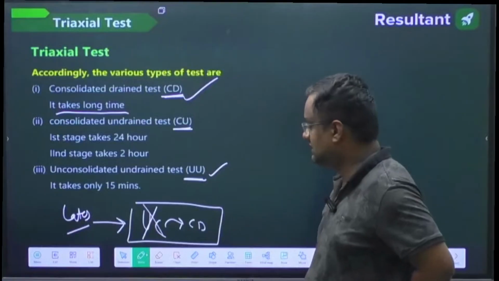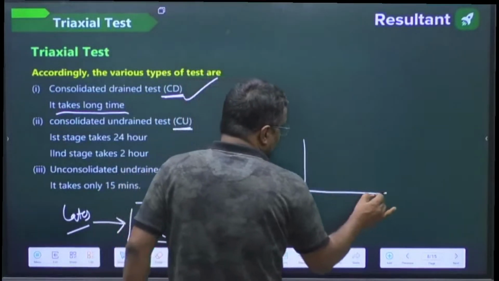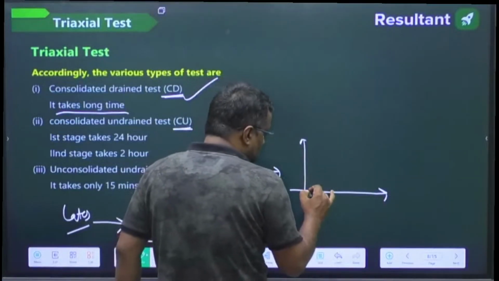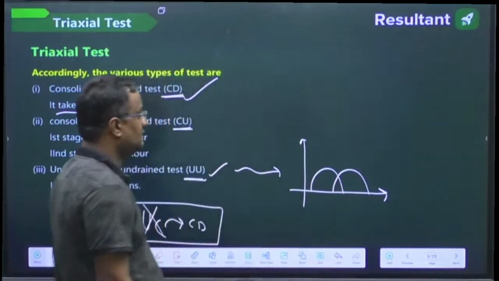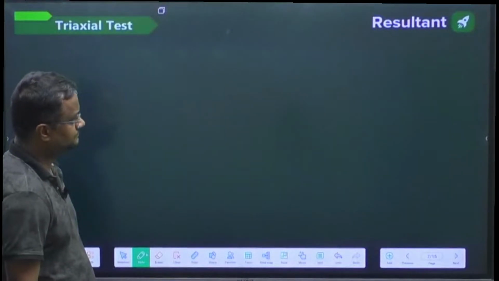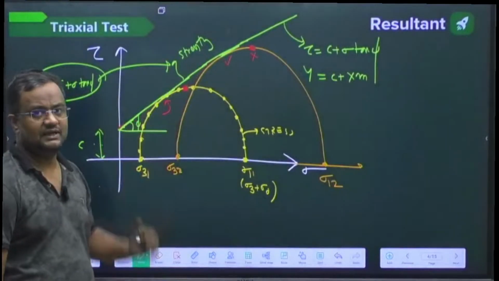Okay, in the UU test, I want to tell you one thing: in the UU test, both samples are of the same size. Usually, the second sample is of bigger size.